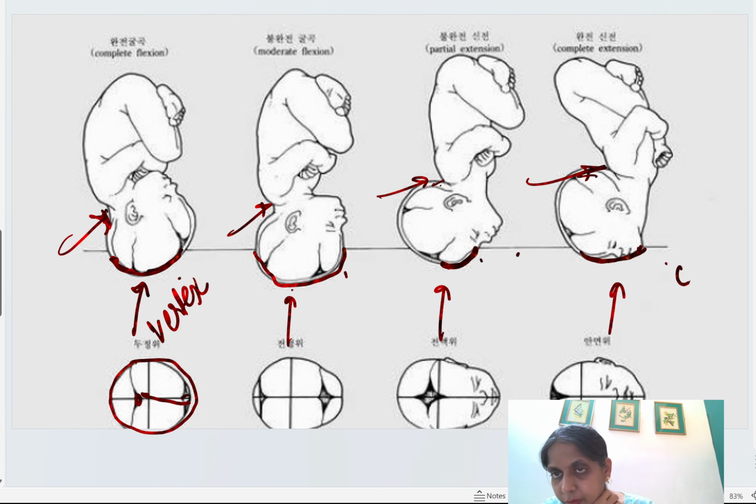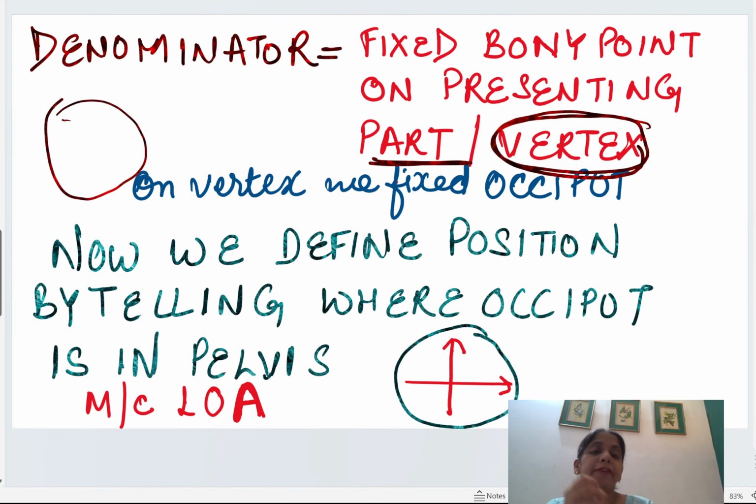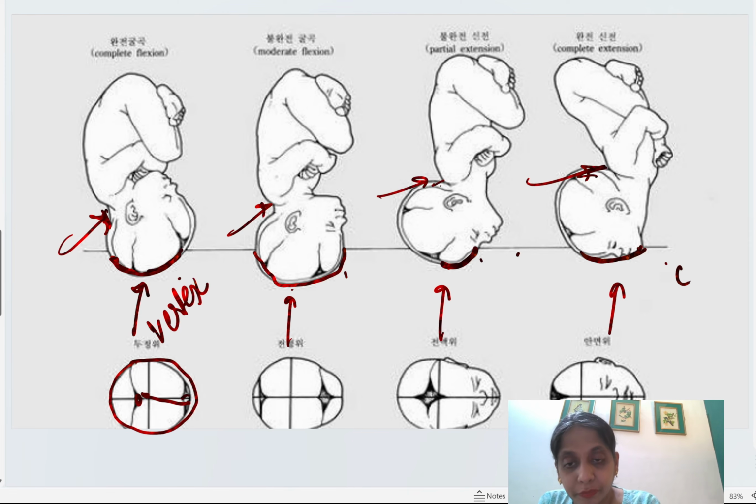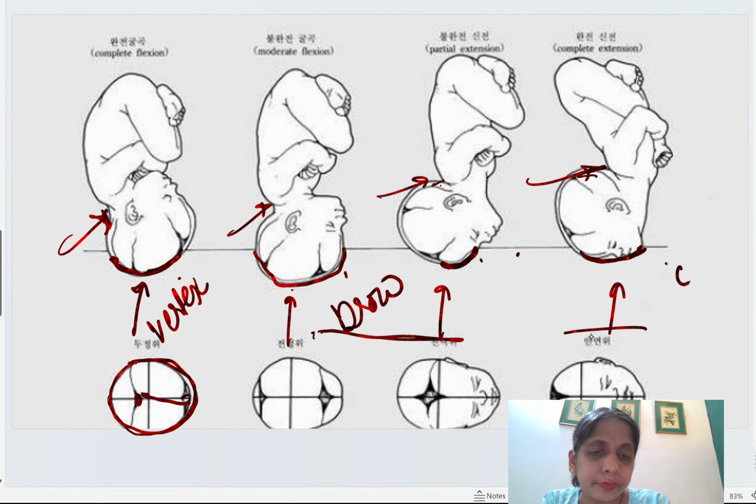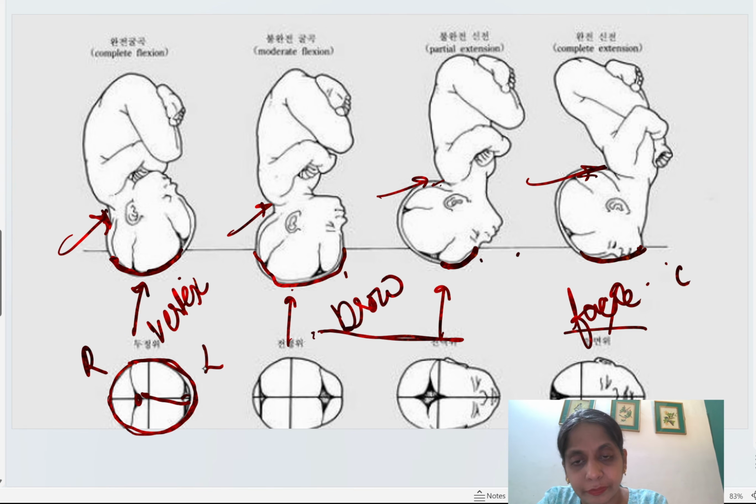See here. The denominator is a fixed bony point we have assigned on every presenting part. In the vertex, we have fixed the occiput. For example, this is the vertex presentation. These both are brow and this is the face. Now this is the pelvis left and this is the pelvis right. Here we have to see where the occiput is.